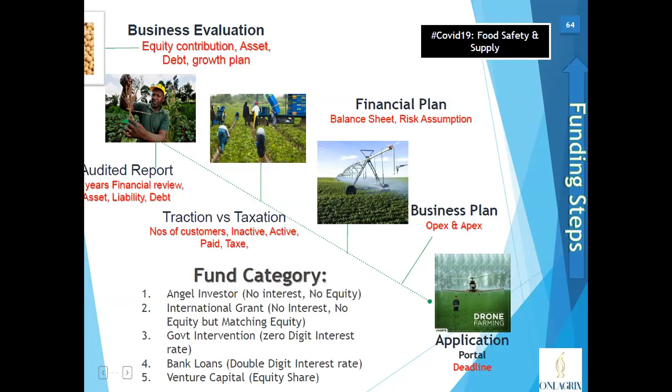Some don't ask for, most don't even ask for equity, but a few of them ask for matching equity. Matching equity means that if you are seeking 100 million, they want you to be able to prove that you have 15 million on ground, to couple with the 50 that they are going to be giving you in tranches.